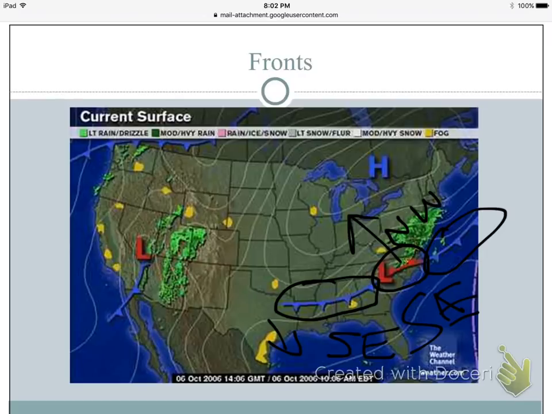Notice here, just for reminders, there's our high pressure system, not a lot of bad weather surrounding it. And then some low pressure systems where we do have bad weather surrounding it. Remember that low pressure systems are going to be bringing bad weather. And we also have a key up here that shows us the types of precipitation you can expect. And there's also a key that shows us that yellow equals fog.